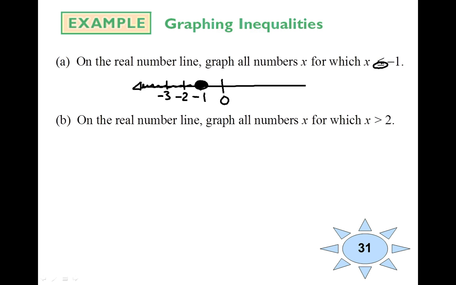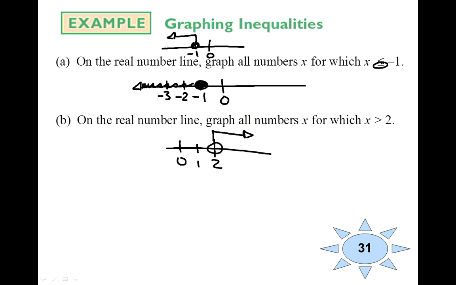Some of you like to shade, you've been taught to do that, perfectly fine. It's also okay to draw the number line, close circle, and do that. So it's drawn that way as well. On the real number line, graph all numbers x for which x is greater than 2. So we've got 0, 1, and 2, and we've got an open circle, and we're going to go to the right. All right, so 31 is all yours to try.